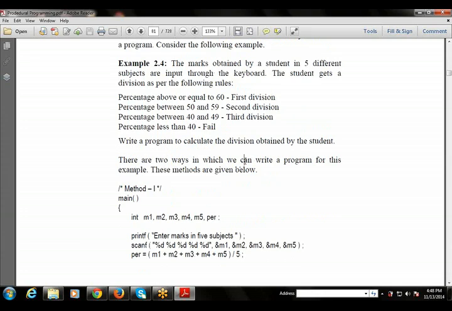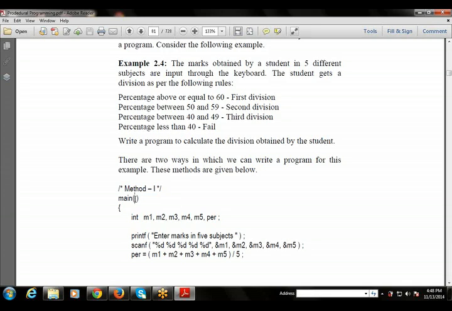There are 2 ways in which we can write the same program. These methods are given below. One is method number 1. Remember, these are the comments. Why is this done in the comment? Because this will not be compiled by the program. That's why it is written in the comments.